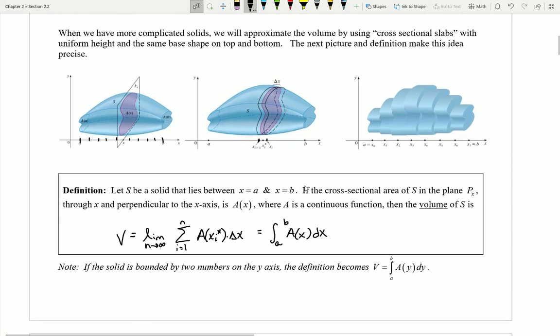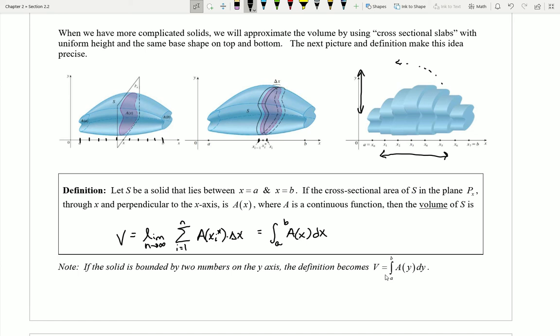So I could also imagine the same sort of thing if I had a solid that was positioned, bounded between two values on the y-axis. You could imagine what if I took this picture and I rotated it so the loaf was positioned going up and down as opposed to going left and right. If I rotated the picture and brought this end up this way so it was standing vertical, then I could do the exact same thing. I would just be making cuts horizontally into the figure, and I would have a dy.